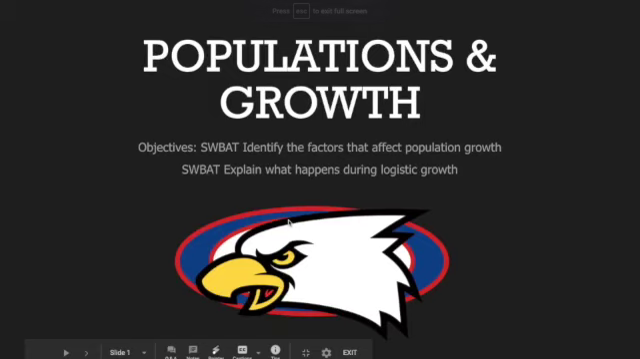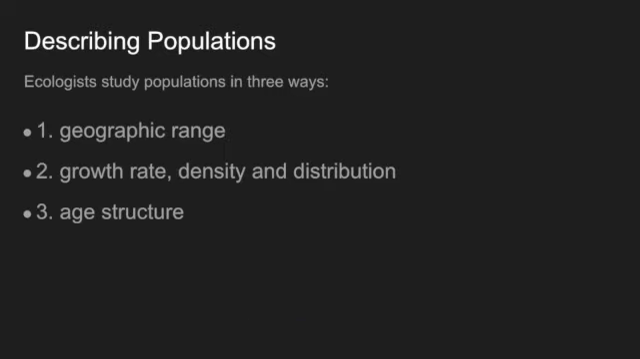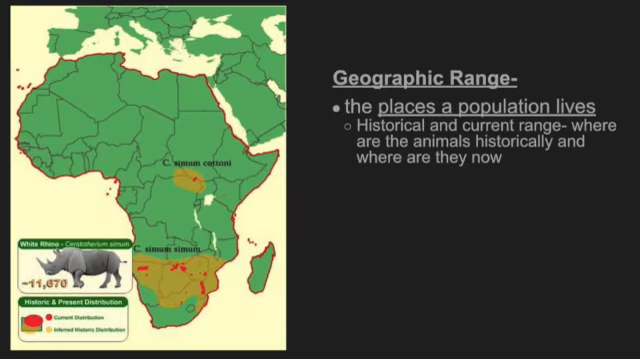So we're just going to do a quick lesson on populations and growth. You're going to be able to identify the factors that affect population growth and then explain what happens during logistic growth. When describing populations, ecologists study populations in 3 different ways: geographic range, density and distribution, and then age structure. So we're going to go over all 3 of those during this lesson.